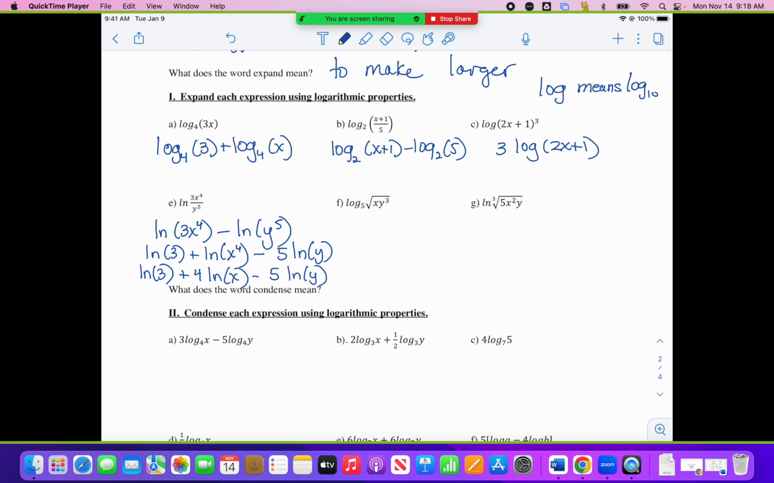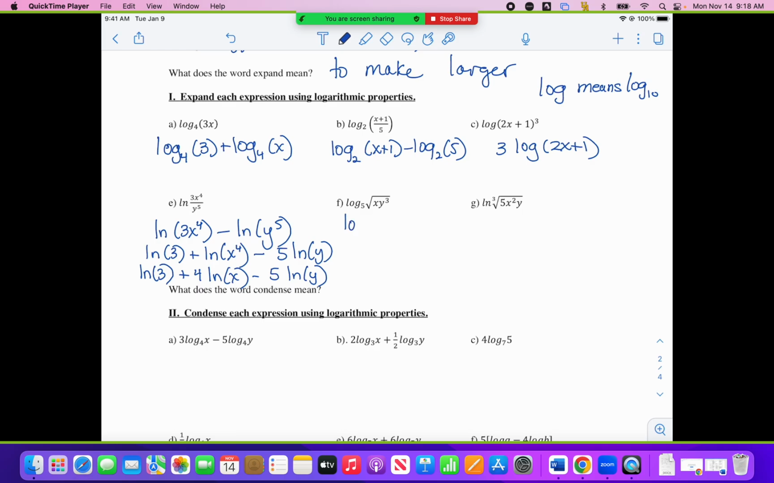And then I can only bring the power down on the term that it's on. So when I have the natural log of 3x to the 4th, I need to split that as natural log 3 plus natural log x to the 4th. If that had been 3x to the 4th, I would definitely pull the 4 down first. Okay? All right, let's look at letter F.